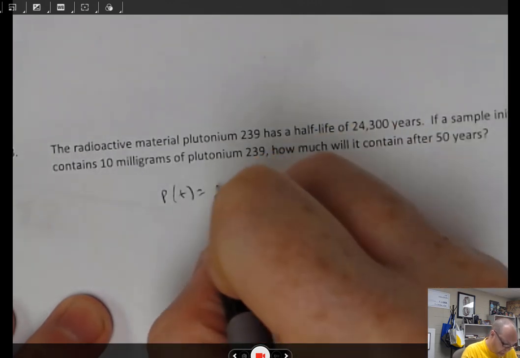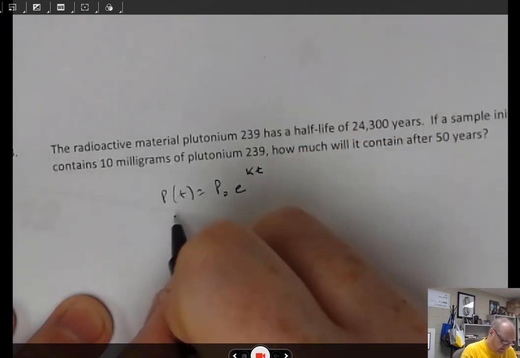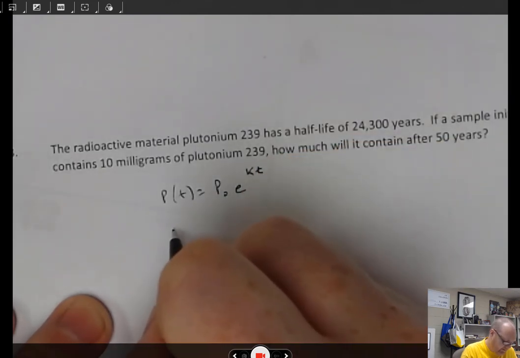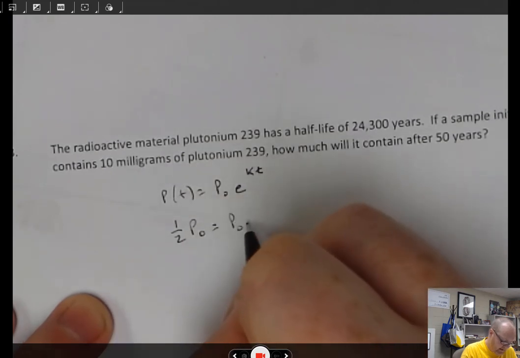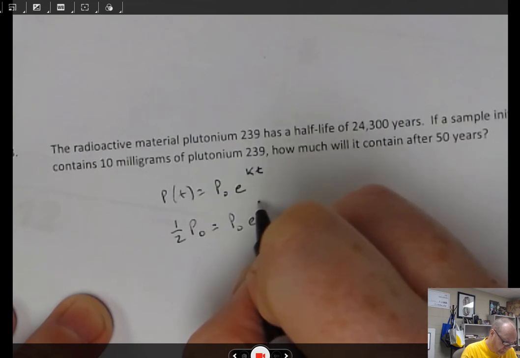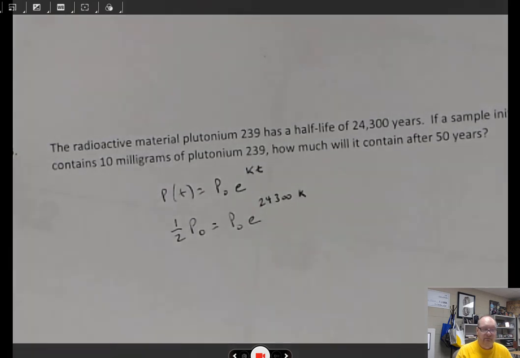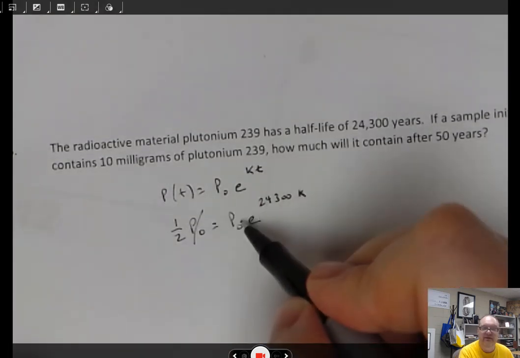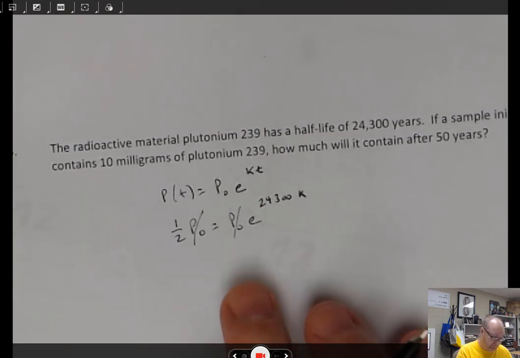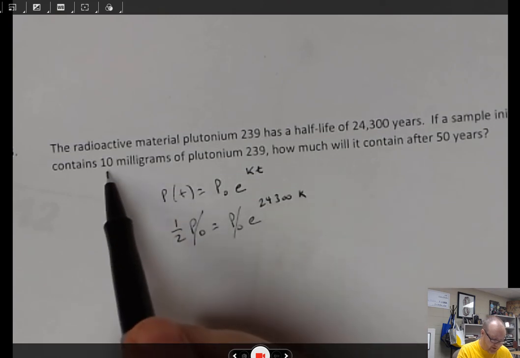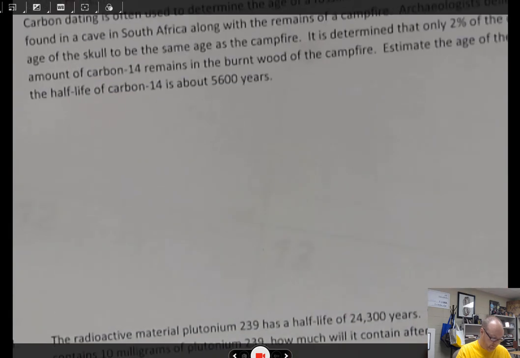Sometimes, knowing that this is my model, I know that there is half the population after 24,300 years. So you can actually divide away p sub zero. I don't have to know what that is to be able to work with that. You know, in this particular instance, how much was there at the beginning, but I wanted to mention that to you, that I can use that idea and solve for k as well.